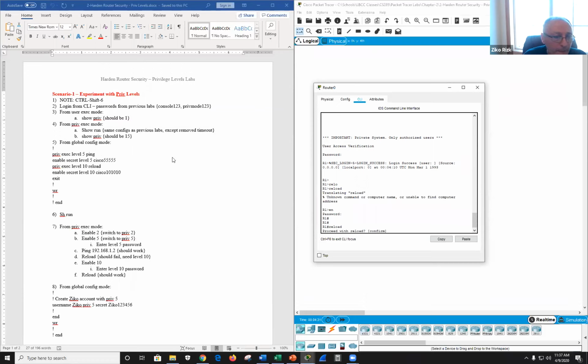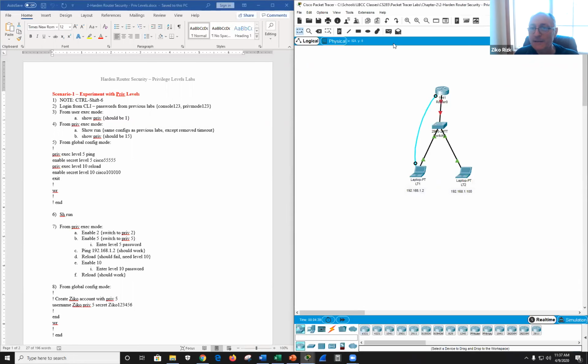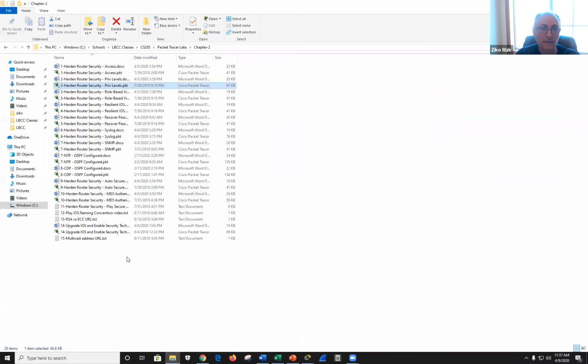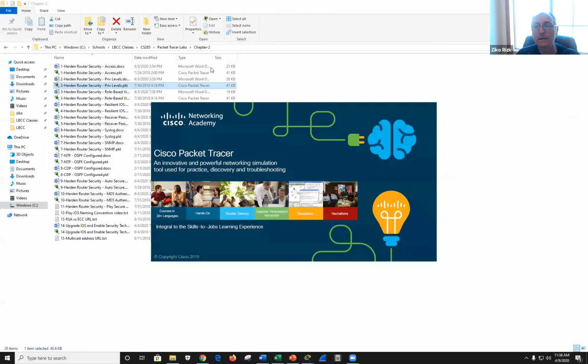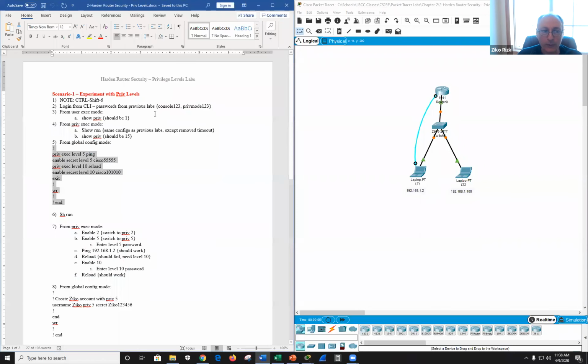Hold on, 5 can ping. Okay, shouldn't have done this. So I must have done something wrong. So give me a second. I hope the concept is easy and straightforward. I don't think there's anything complicated about privilege level modes. And Packet Tracer has its limitations.